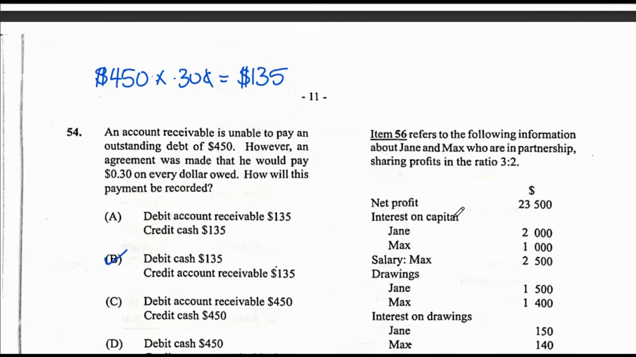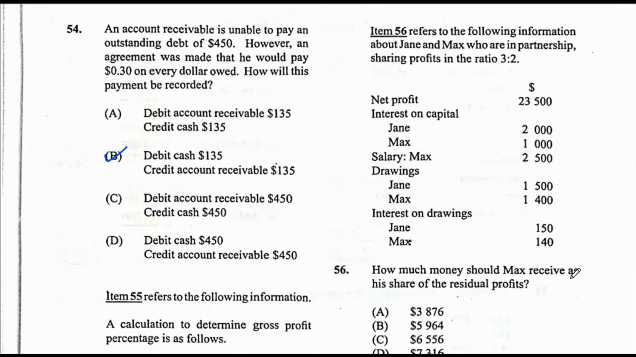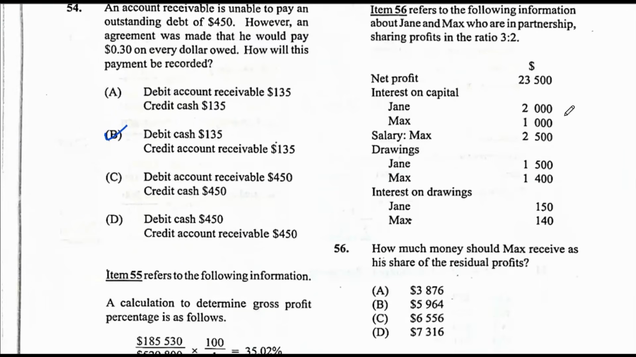Moving on to question 56. How much money should Max receive as a share of residual profits? So straight away we know that this is a partnership situation. Now, when we look at the question and the data given, they told us that Jane and Max are in partnership, sharing profits in a ratio of 3 to 2. No worries with that. They gave us net profit, interest on capital, salary, drawings, interest on drawings.